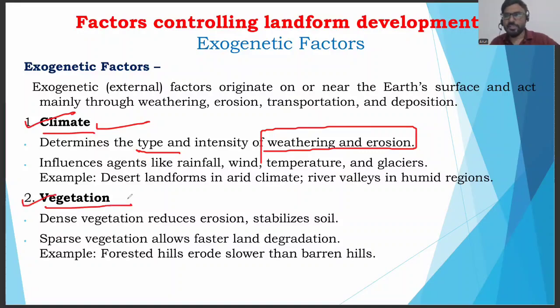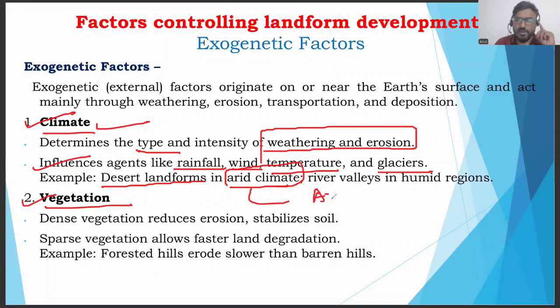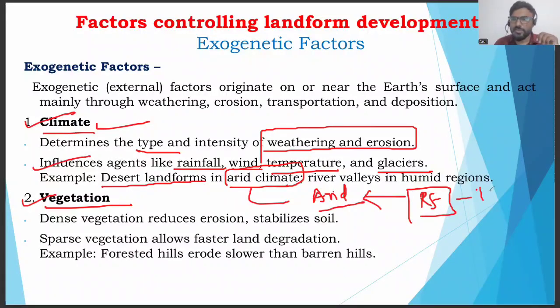Coming to next, that is vegetation. Vegetation is also a very important component. See, the climate affects the rainfalls, it affects the winds, it affects the temperature, glaciers. So all these factors are impacted by the climate, right? We can take the example of desert landforms. In deserts there is an arid type of climate. The climate is arid because the rainfall is scanty, very less, and the temperature is very high. Because of that, the rate of evaporation is also very high. So that's why there are different types of forces acting in the desert area.